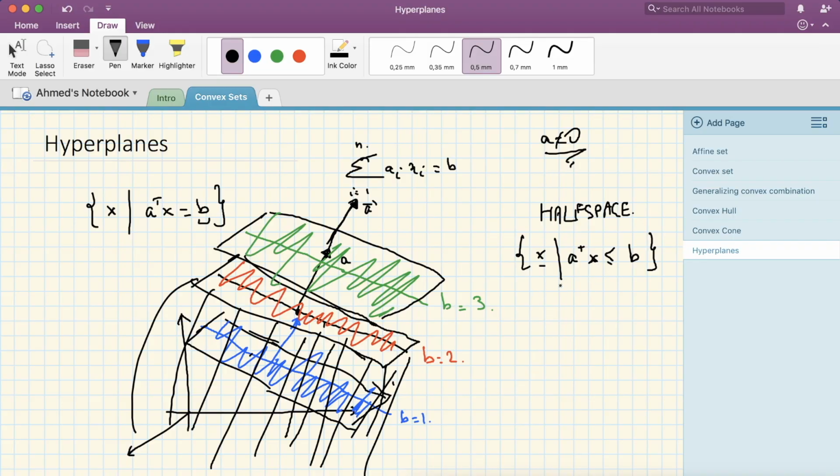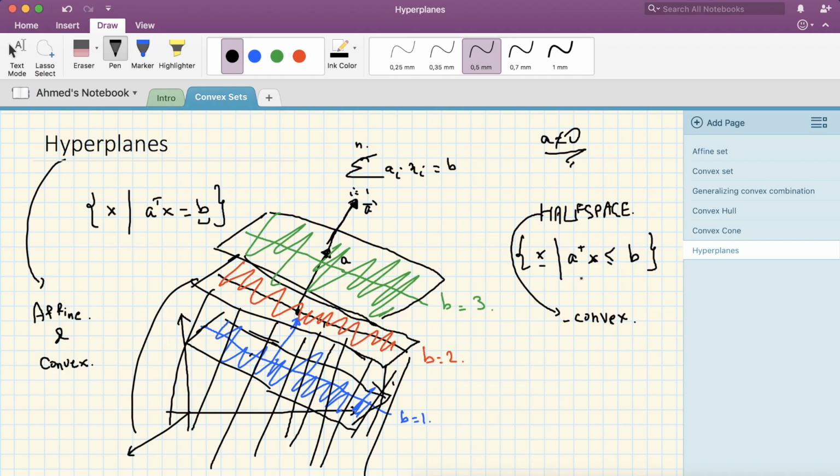You can also prove that hyperplanes are affine using the definition we talked about in affine sets. So it's affine and convex. It's both affine and convex. However, half spaces are only convex. So as an exercise, you can use the definitions as we showed in examples previously and prove that a hyperplane is both affine and convex, and a half space is convex.